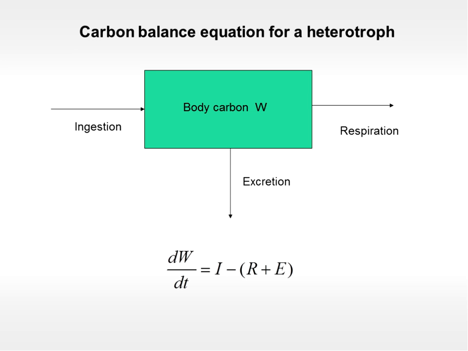I'm using the symbol W to represent a body mass of carbon, and carbon mass changes for 3 reasons. New carbon enters the animal through assimilation of food. It's excreted or it's respired as CO2. And if I use the symbol W to represent a body carbon, then I can write down a balance equation which simply says the rate of change of the amount of carbon in the animal is the rate at which it ingests carbon from food, less the rate at which it loses carbon through CO2, less the rate at which it egests carbon.